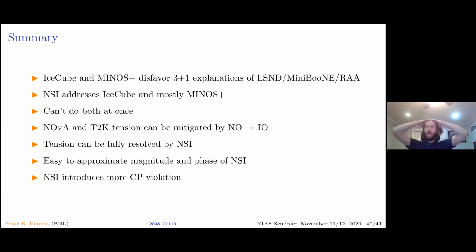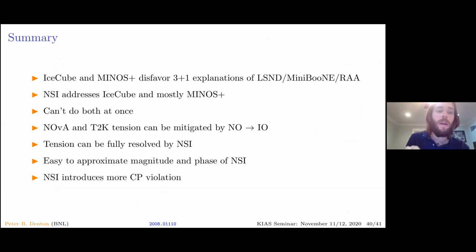All right, I'm pretty much out of time. So to summarize, what I've shown is that IceCube and MiniBooNE plus, by themselves, looking at a 3+1 scenario, it's not compatible with LSND, MiniBooNE, and the reactor antineutrino anomaly.